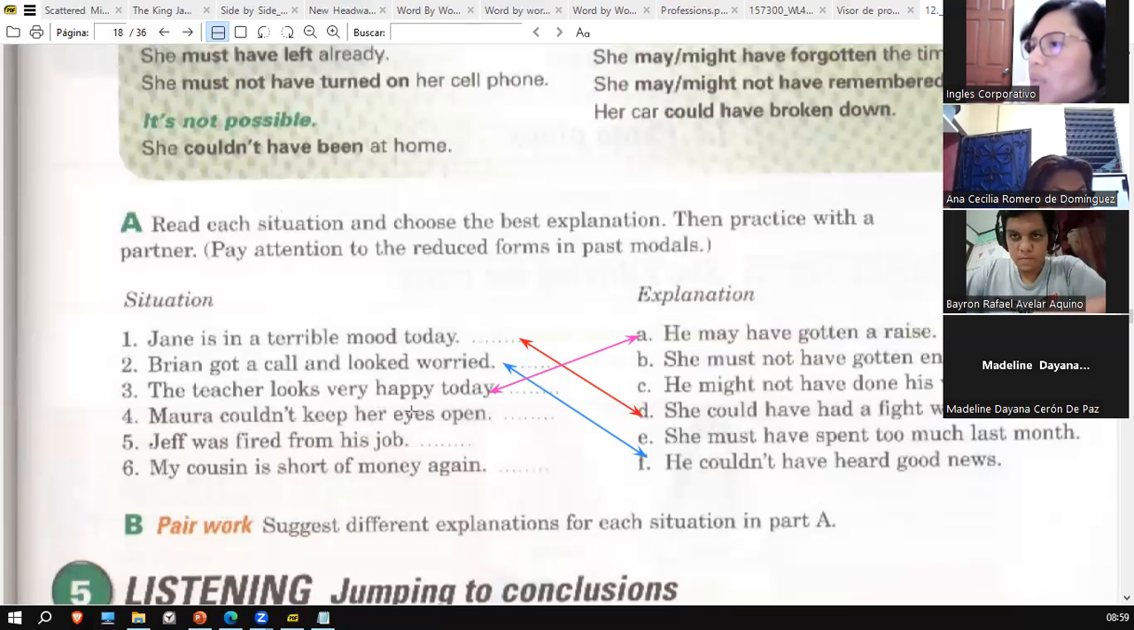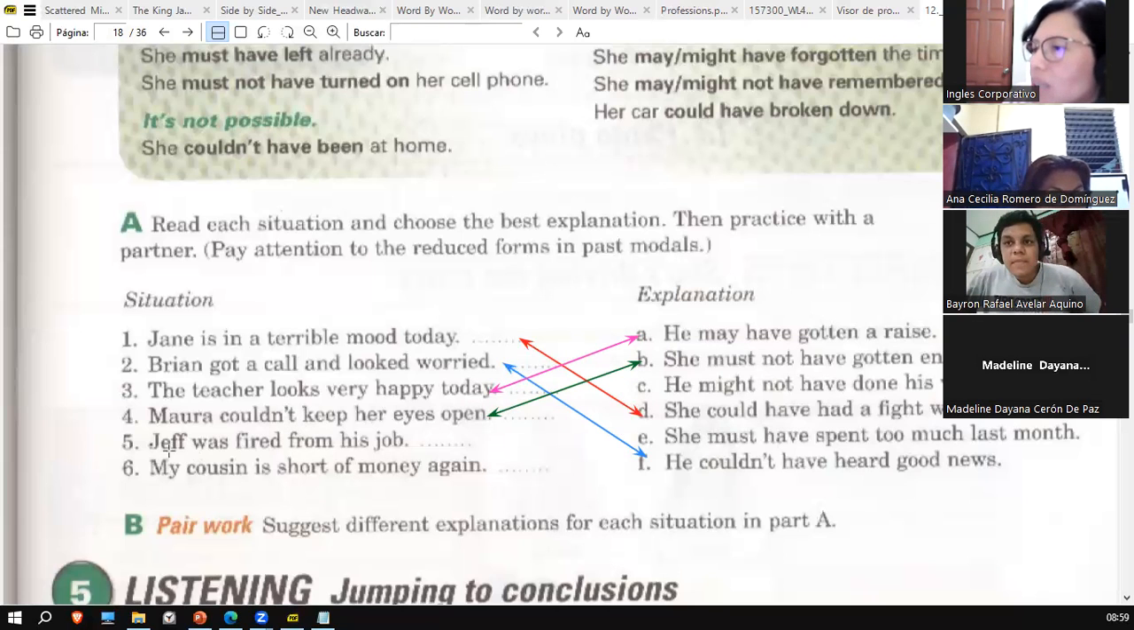Maura couldn't keep her eyes open. Pobrecita, estaba luchando por no quedarse dormida. So what do you think is the explanation? Letter B, right? So she must not have gotten enough sleep, right?